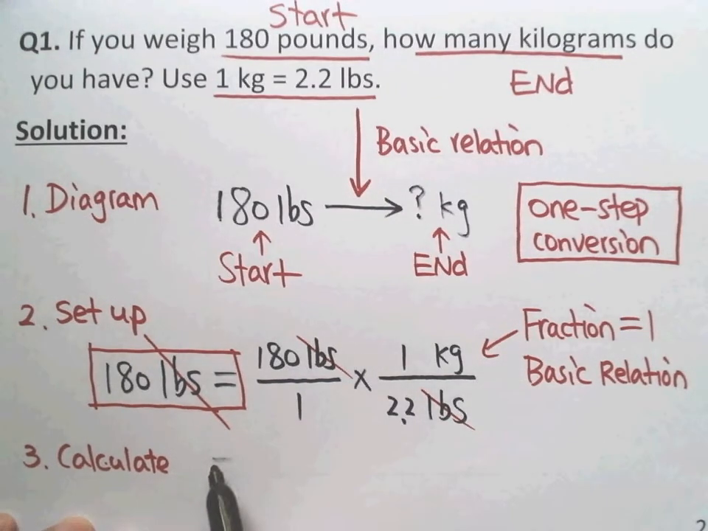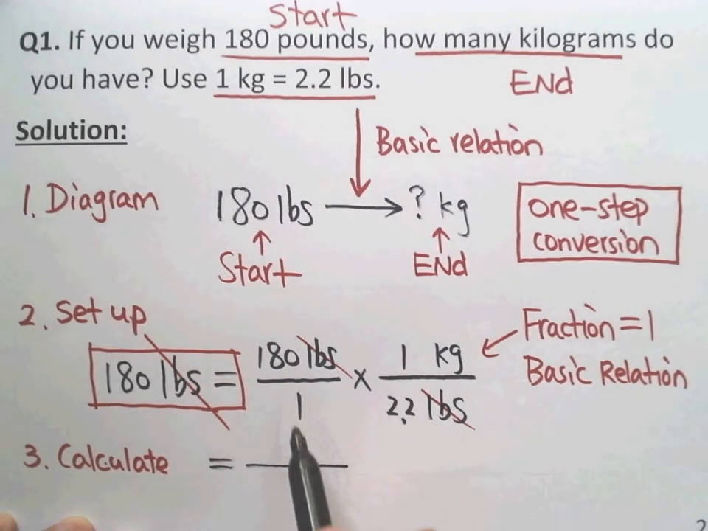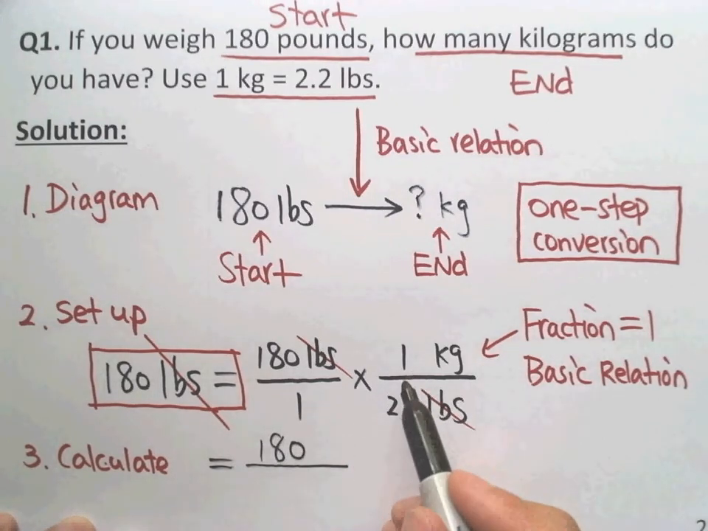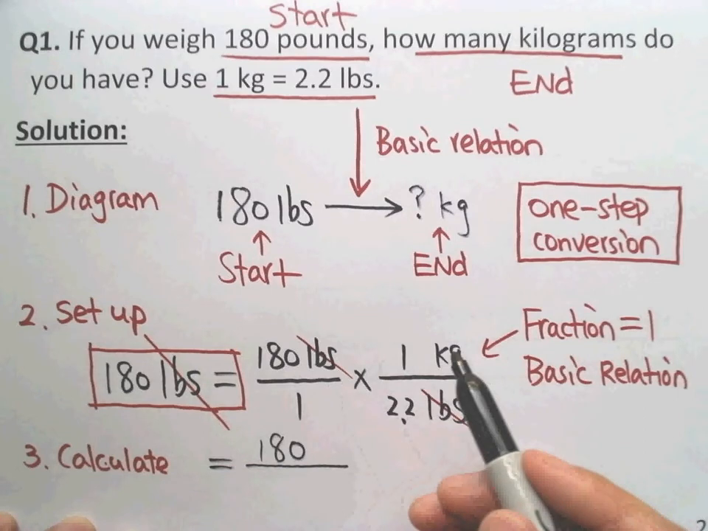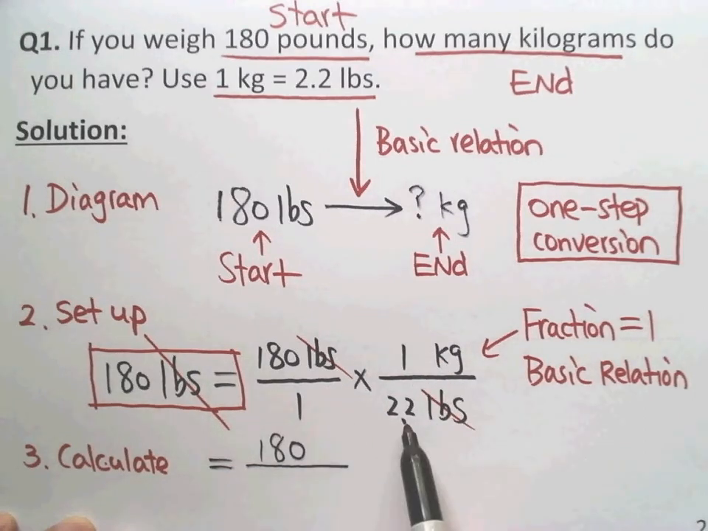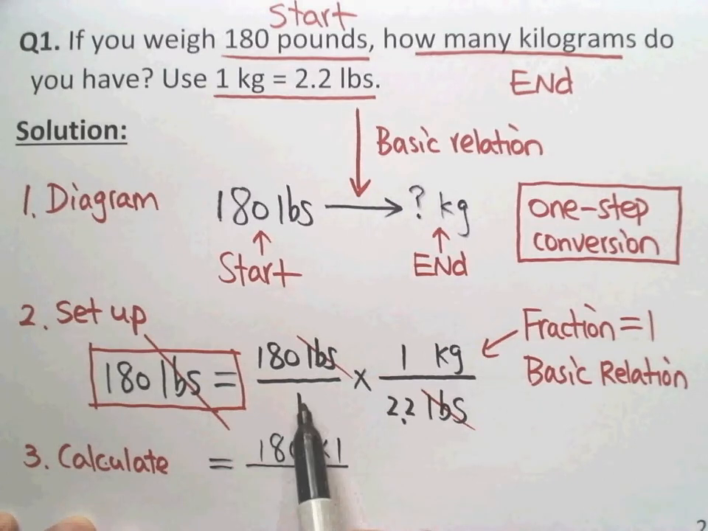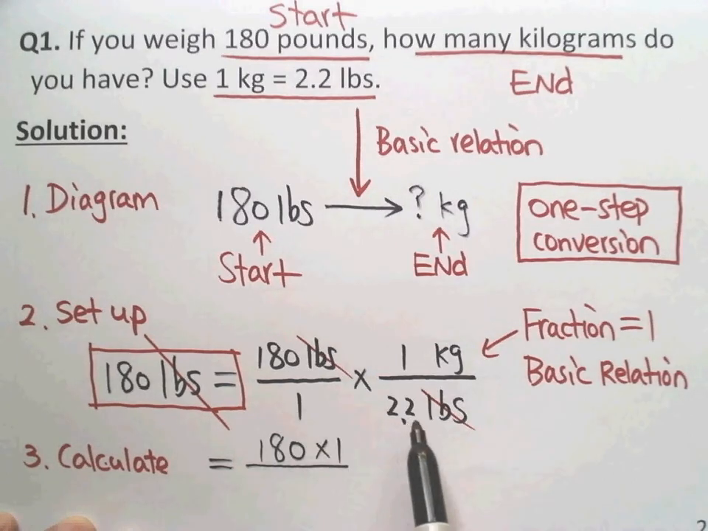Okay, let me write. And when we do the calculation now, what is it? It is this. The top is 180. We don't need to times 1, we can ignore it. Times 1 we can ignore, right? Or you can say it's times 1, no problem. Then how about the bottom? The bottom is 1 times 2.2.